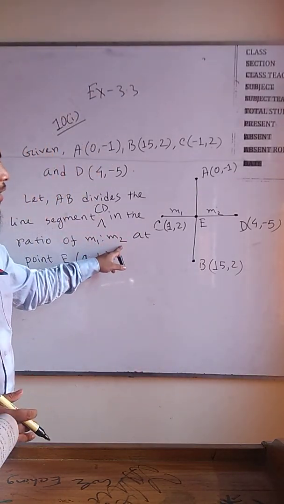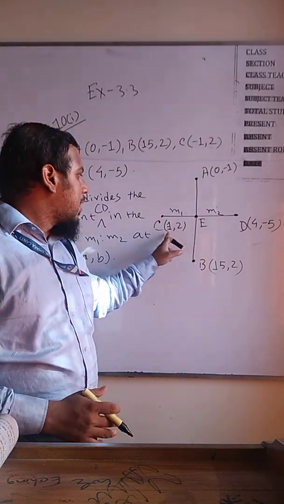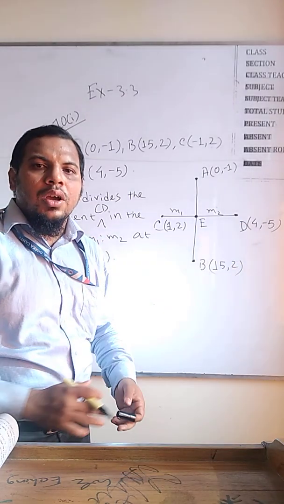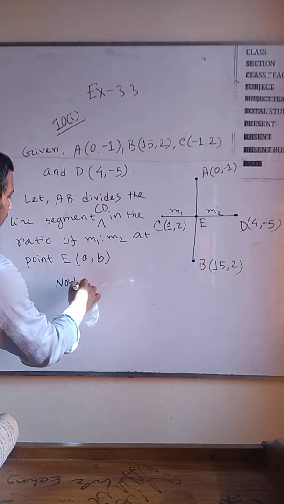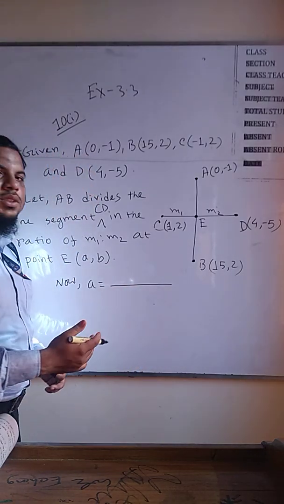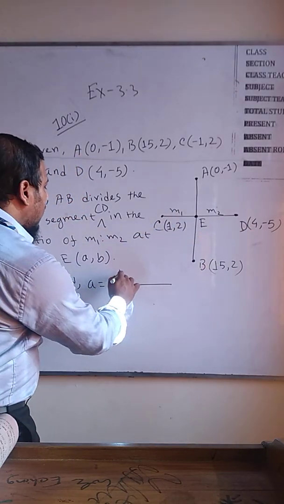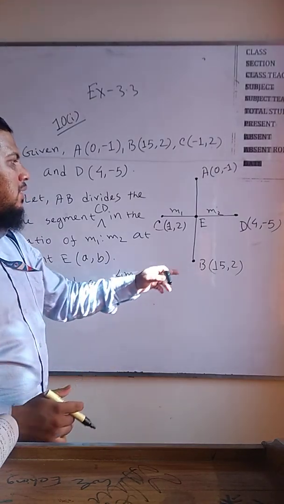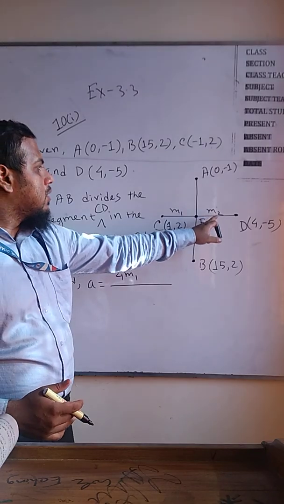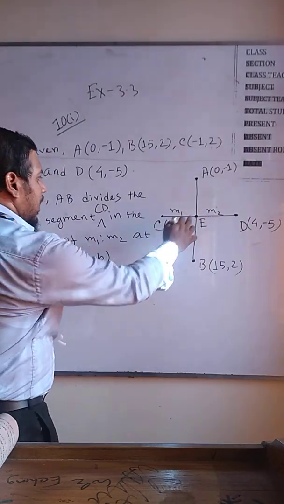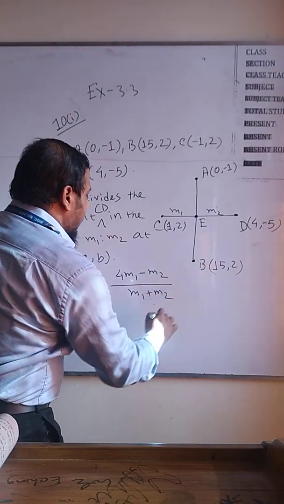We know the ratio and we know the end points of CD: C is (-1, 2) and D is (4, -5). We have to apply the section formula, nothing else. Now a is equal to M1 x2, that means M1 into 4, so it will be 4M1, plus M2 x1, so that means M2 into -1, which is minus M2, divided by M1 plus M2.